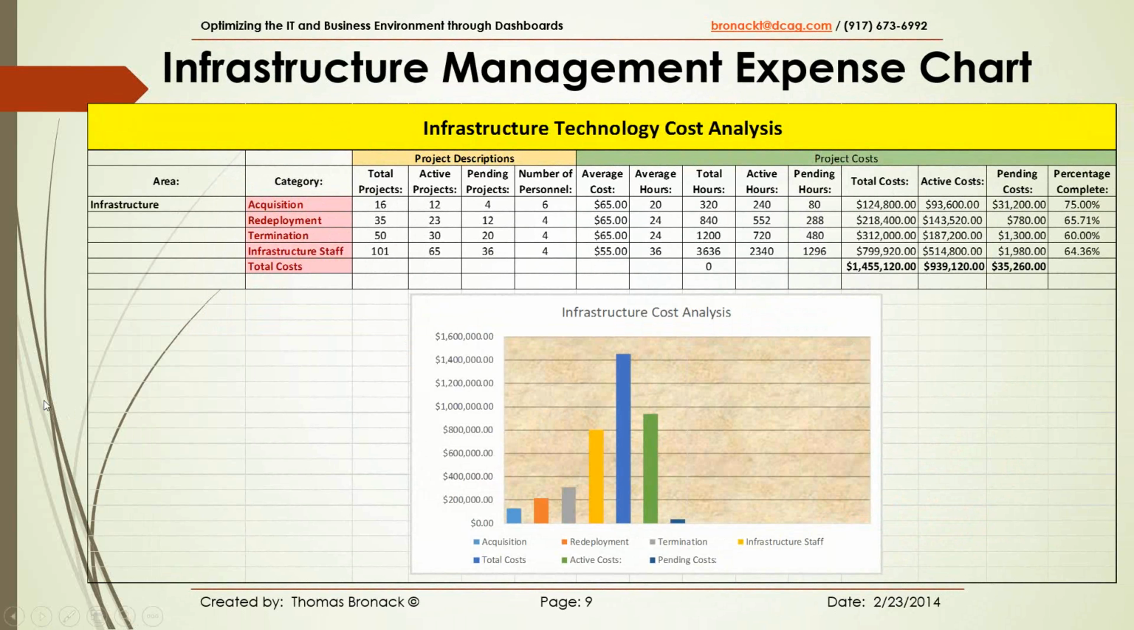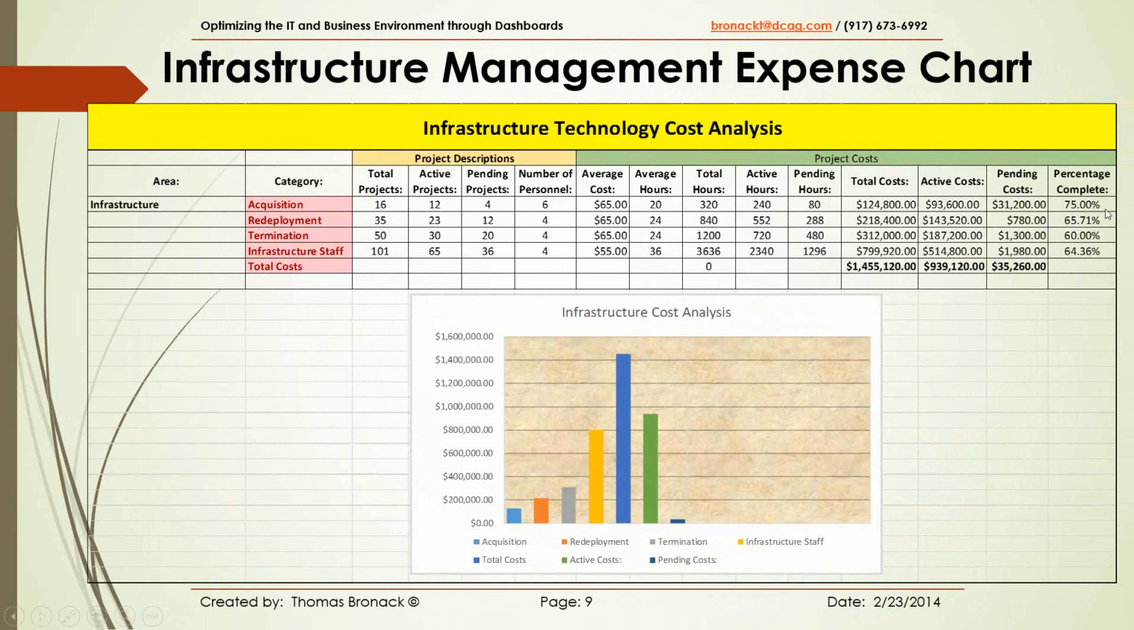The infrastructure work is acquisition, redeployment, termination, and then, of course, the infrastructure staff doing a whole bunch of work for everybody. So we determined the number of projects that were actually happening at one time or allocated, and then how many were active and how many were pending, and the number of people that would be assigned to these projects and what their average cost per hour was, and then the average hours spent on the projects, and then we started calculating average time, average cost, and then we started getting numbers.